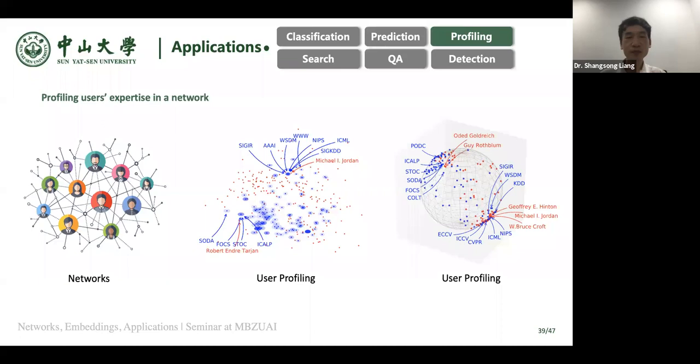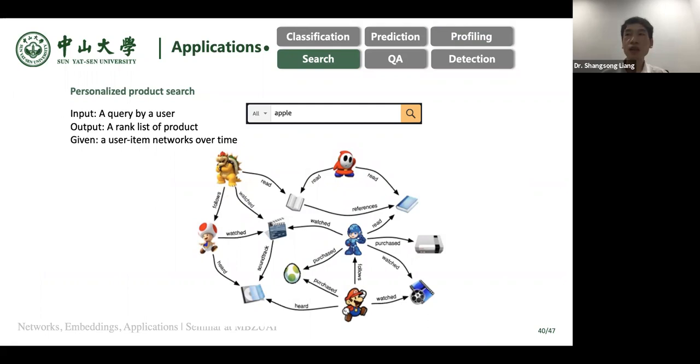Another application of graph embedding is personalized product search. When you go online shopping, you need to input some keywords to search for products. For instance, here you input Apple.